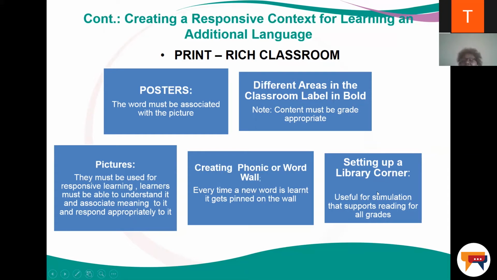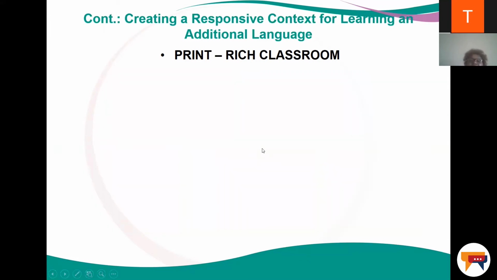Setting up a library corner is useful for stimulation that supports reading at all grades. So have your library corner. In grade R, you might even have puzzles. You might even have cards. You put them there in the corner as part of reading. You might have big books. Okay, print-rich classroom.